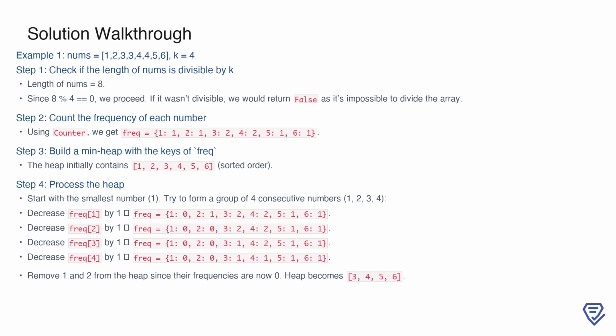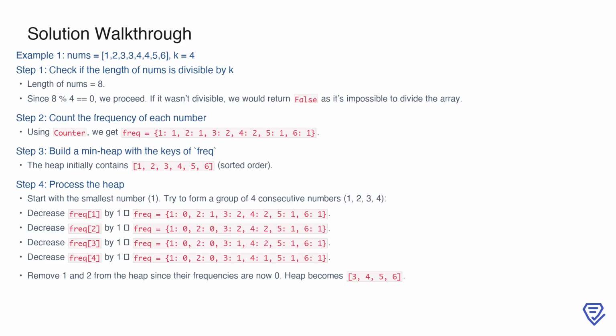Next, we calculate the frequency of each number in the array using a counter. This gives us the frequency dictionary 1: 1, 2: 1, 3: 2, 4: 2, 5: 1, 6: 1. After this, we build a min heap from the keys of this frequency dictionary, which results in a heap of 1, 2, 3, 4, 5, 6, sorted in ascending order. Now, we begin processing the heap.